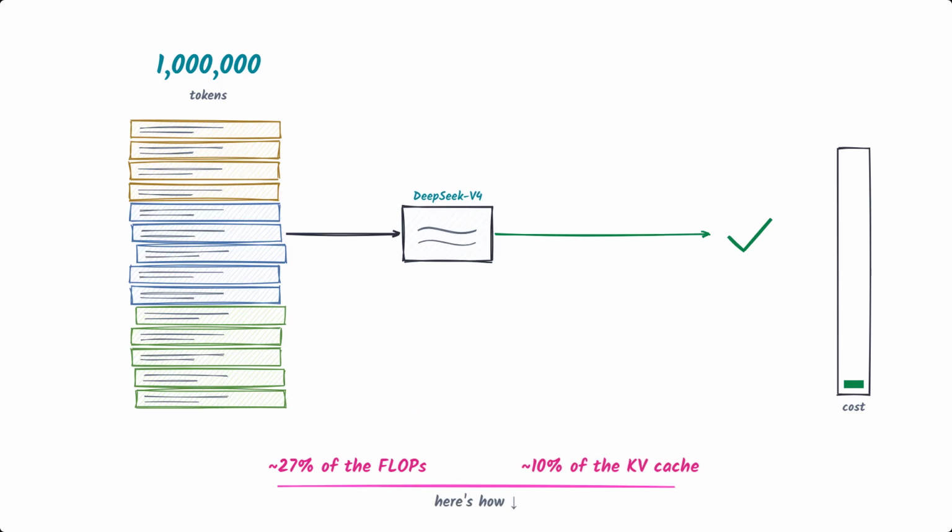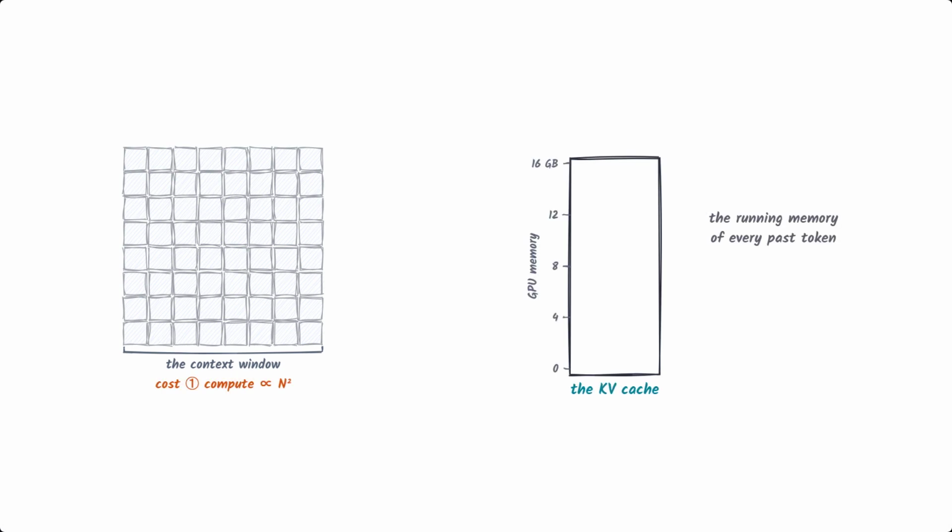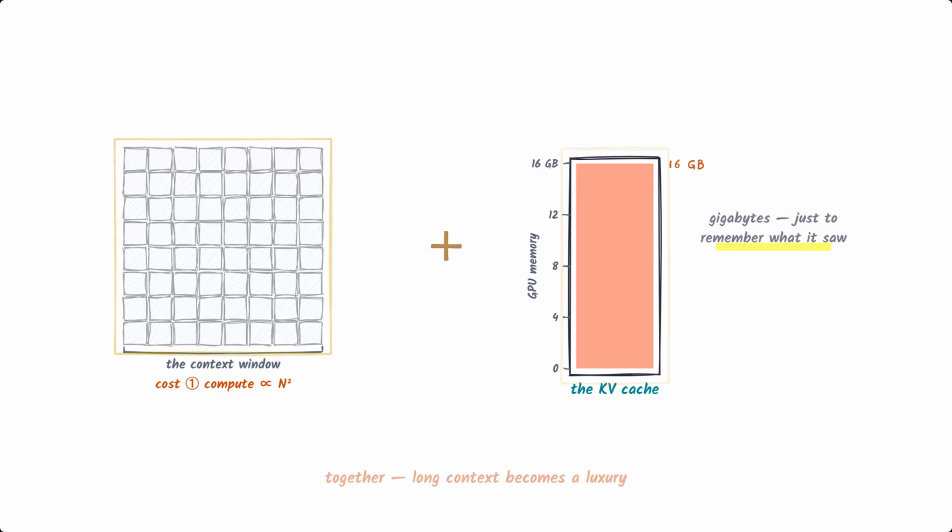Here's the wall. In a normal transformer, every token has to attend to every other token, so the cost grows with the square of the context length. Double the context, quadruple the work. At a million tokens, that's astronomical. And there's a second cost, the KV cache. The model's running memory of every past token keeps growing, eating gigabytes of GPU memory just to remember what it's already seen. Together, those two are what make long context a luxury.